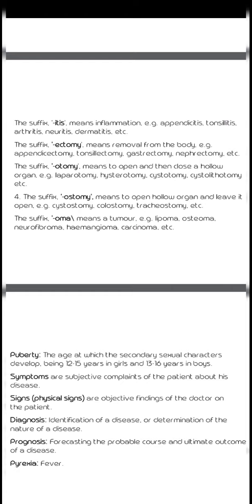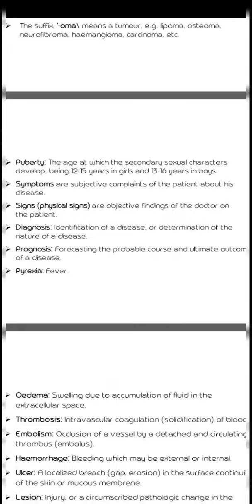Oma means a tumor. Specifically, if there is only oma written, it means a benign tumor. What is a benign and what is a malignant tumor, we'll study in the future. I'll let you know what is the difference between benign and malignant tumors. So here, lipoma means a benign tumor of fat cells, osteoma a benign tumor of bone, neurofibroma a benign tumor of nervous system, hemangioma a benign tumor of blood vessels, carcinoma is a malignant tumor of any serosal surface.